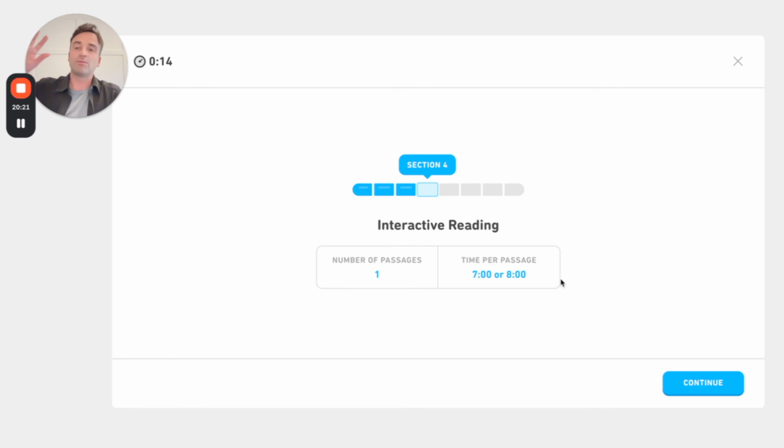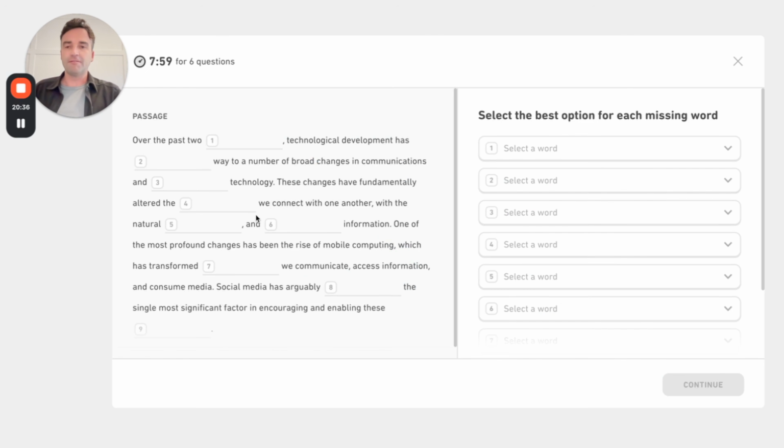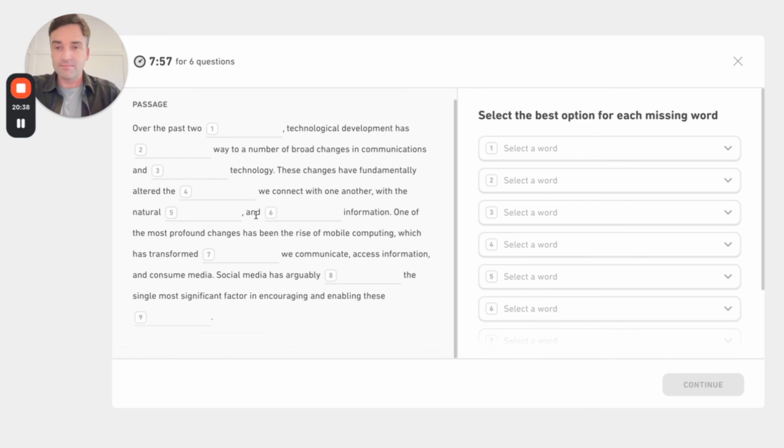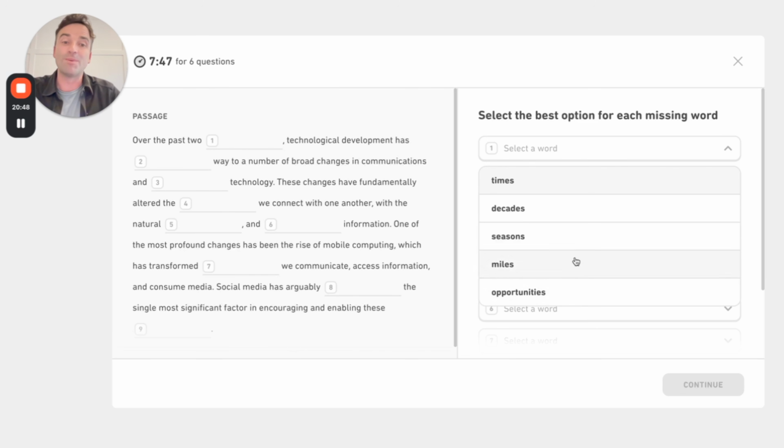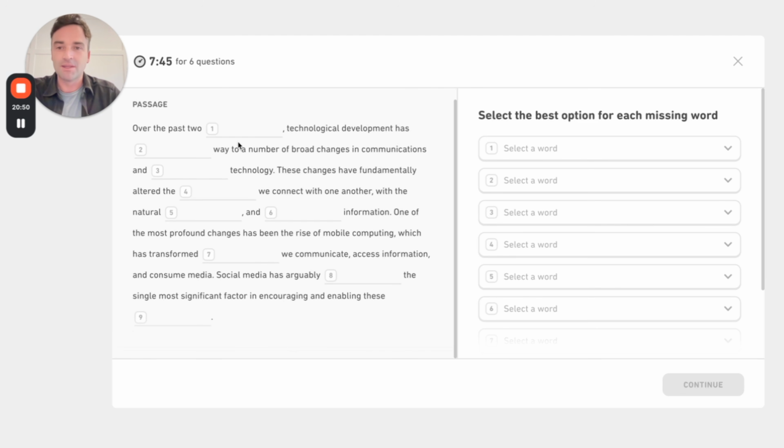Okay, so that was mixed language skills. Now we're moving on to interactive reading. On the practice test, you get this once. On the real test, you'll get this twice. So keep that in mind. The first question type for interactive reading is selecting the best option for each missing word. Very similar to read and complete, but you have options, so it makes it a bit easier, I guess.